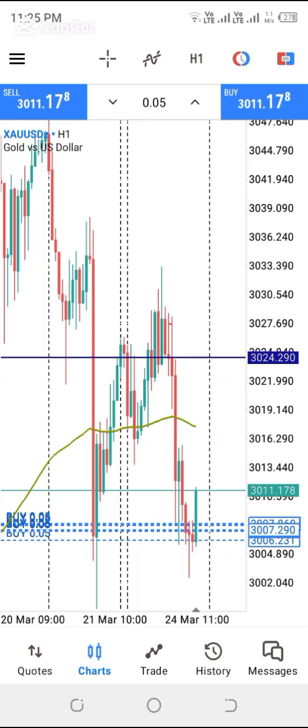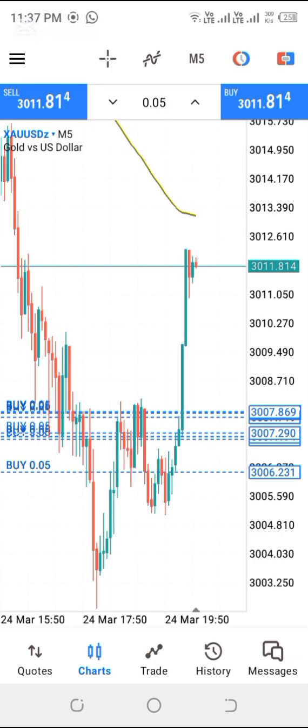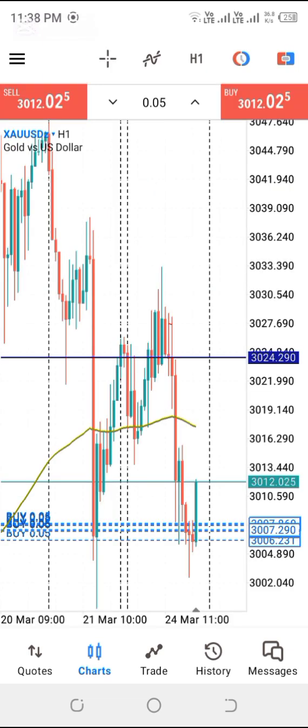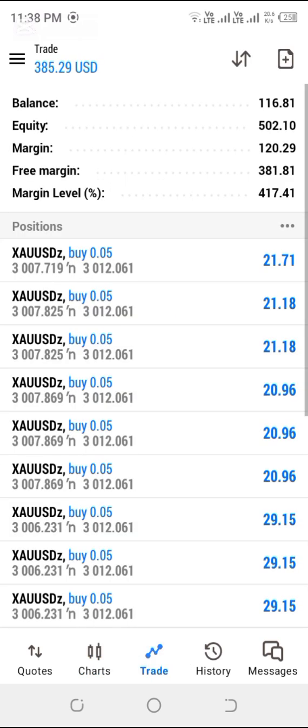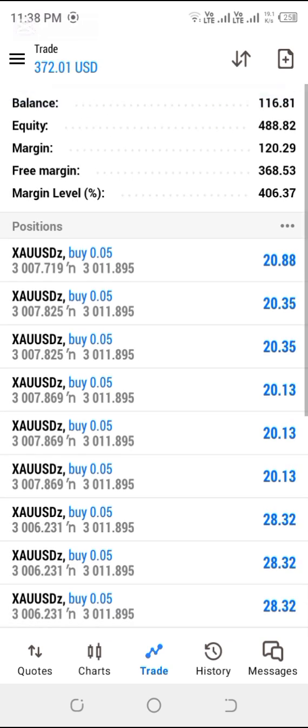This is the first trade. Gold was the first trade. So you can see the balance was 116. Took the buy, and the concept that I used to take this trade are basically some concept of ICT and CRT, nothing much, and maybe some liquidity sweeps.